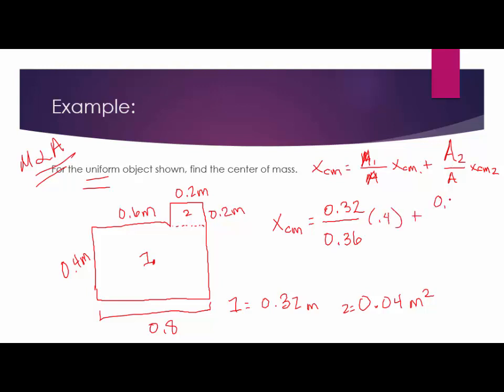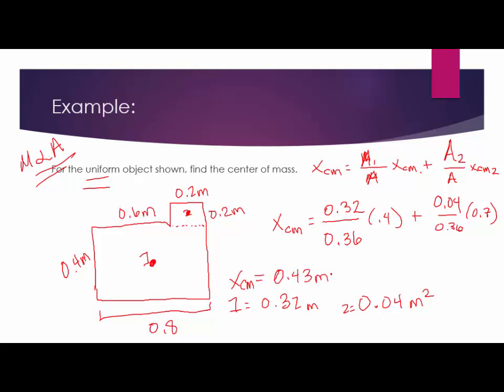Plus, and then we're going to do this guy over 0.36 times the center of mass in the x direction here, which is 0.7 from our diagram, because this is 0.6, and then we go over one more, and there's our center of mass here and here. Okay, so when we solve that, we get that the center of mass in the x direction is 0.43.